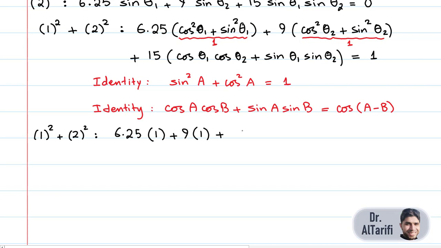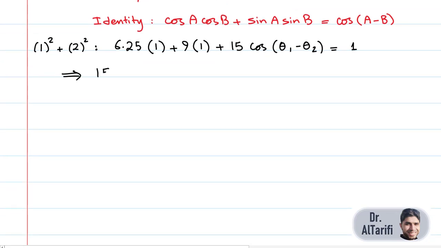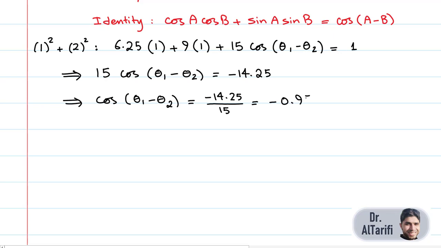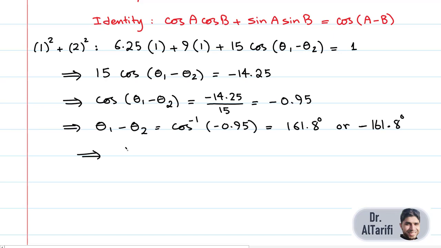With this, the relation between theta 1 and theta 2 can be found after applying the inverse of the cosine to obtain two possible solutions. Theta 2 equals theta 1 minus 161.8 degrees, and theta 2 equals theta 1 plus 161.8 degrees.